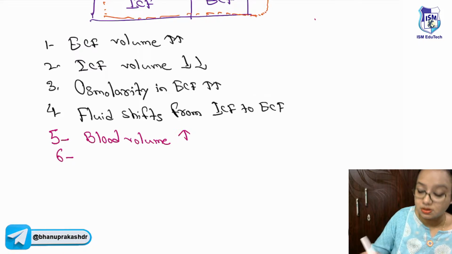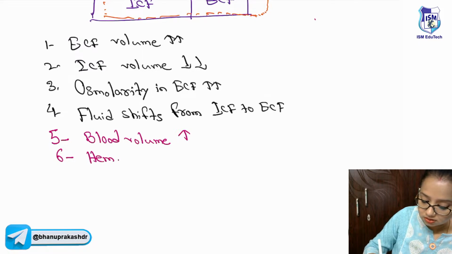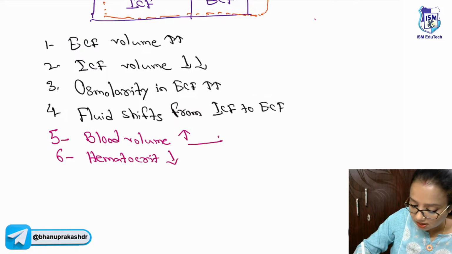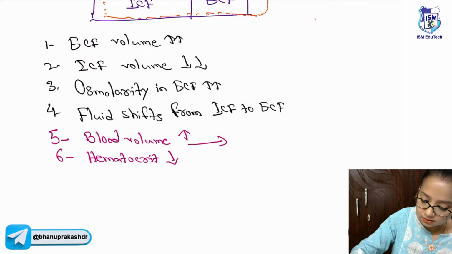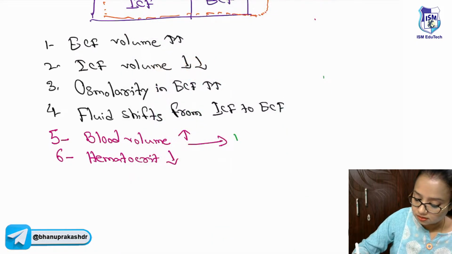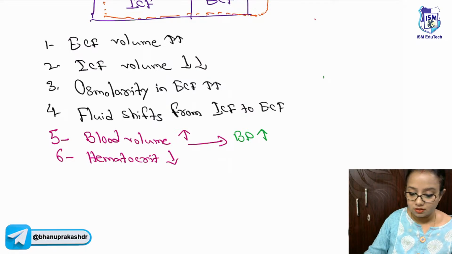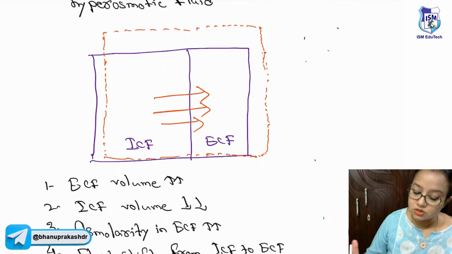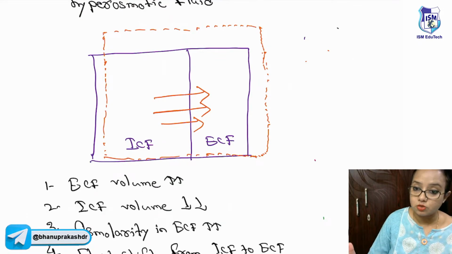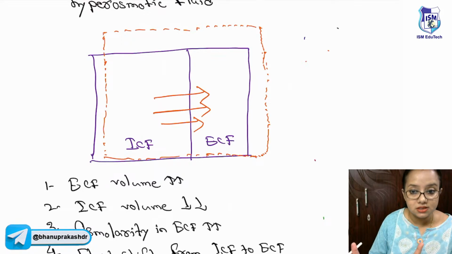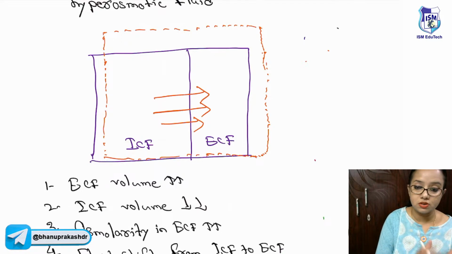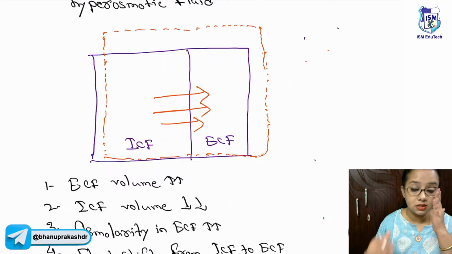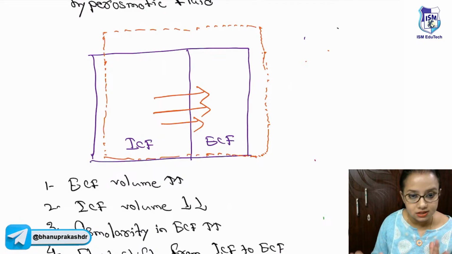Then what will happen to the hematocrit value? The hematocrit decreases and the blood pressure increases. Okay. Again, you see, too much consumption or intake of this hyperosmotic solution will increase the ECF, increase the osmolarity, and decrease the ICF because fluid will move from ICF to ECF. Thus, blood volume and blood pressure will increase.